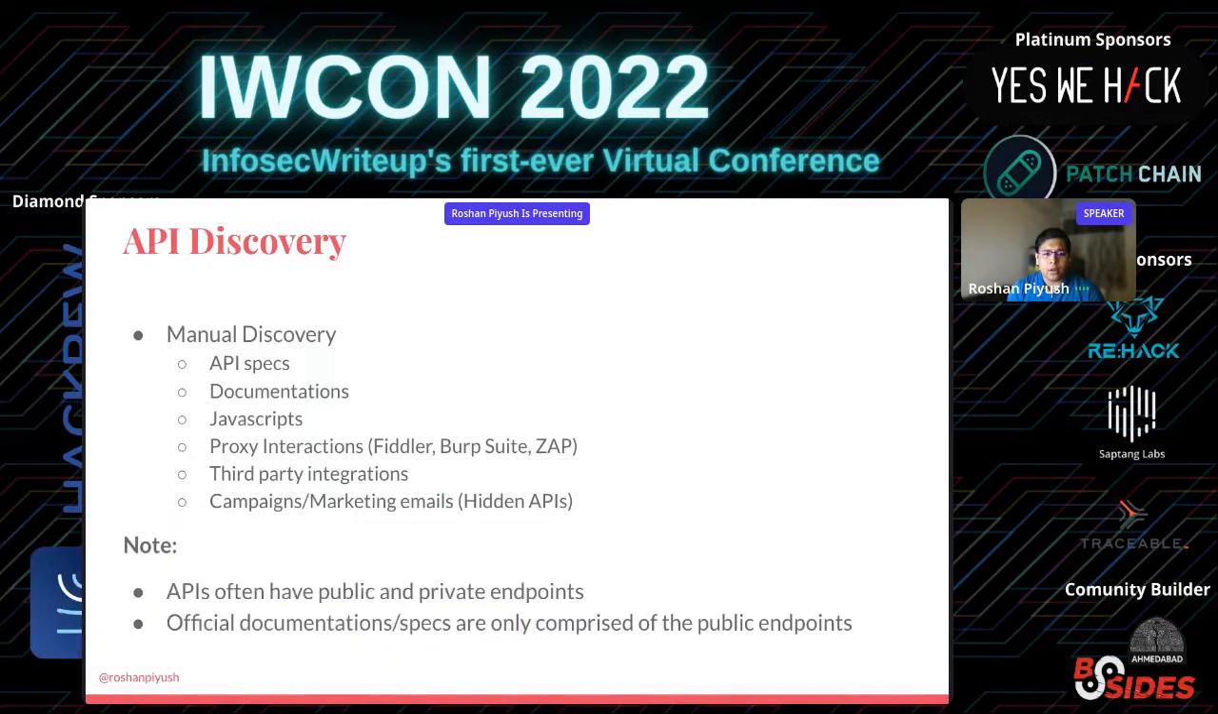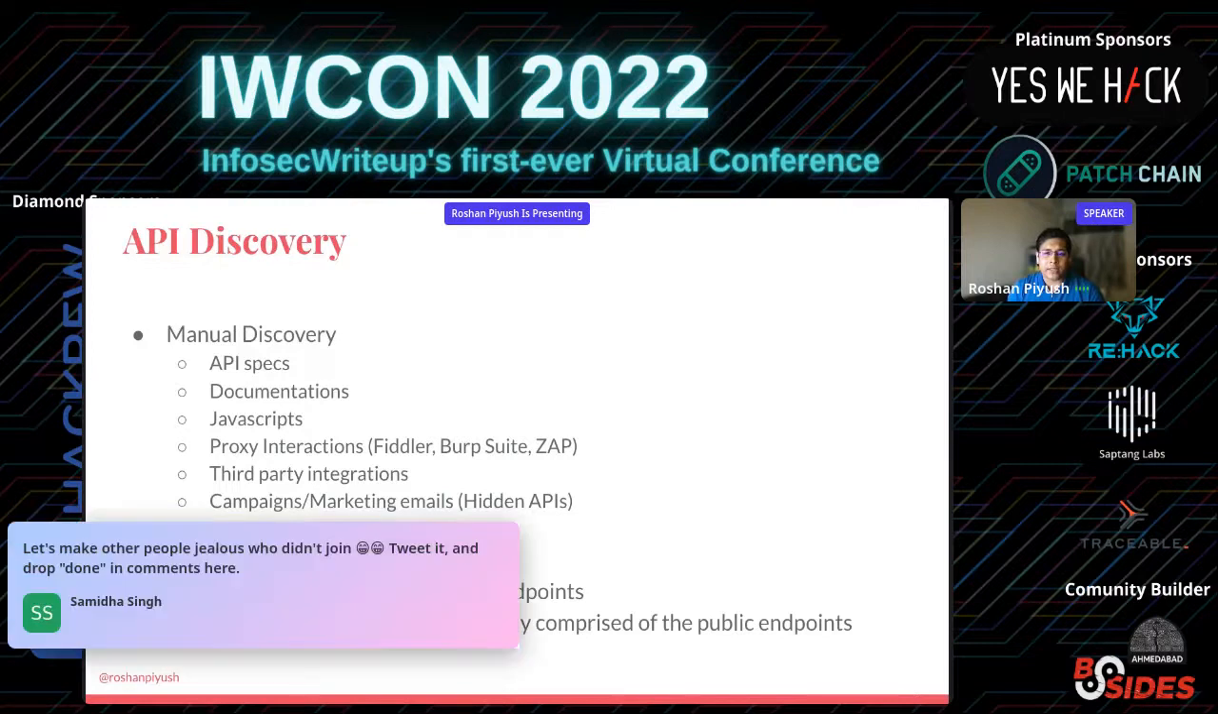Also, in many cases, let's say you have a payment gateway, you don't want to go ahead and discover the documentation, but many times you will have integrations that are live with many of the applications you use in daily life. Look at those, and that becomes a really great way to catalog your APIs. And also, the biggest ones I have found are campaign and marketing emails.